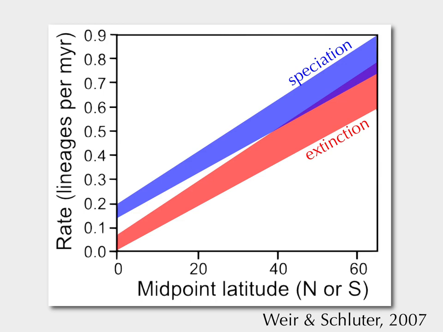Another thing you can do is estimate speciation and extinction rates. Here's a study showing speciation rate and extinction rate versus latitude. Why is this interesting? Why bother doing this? What's the pattern they're trying to explain?